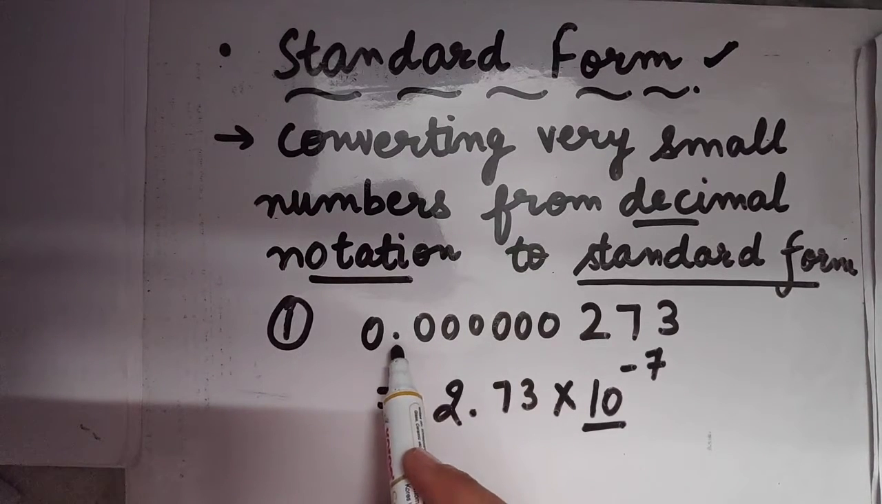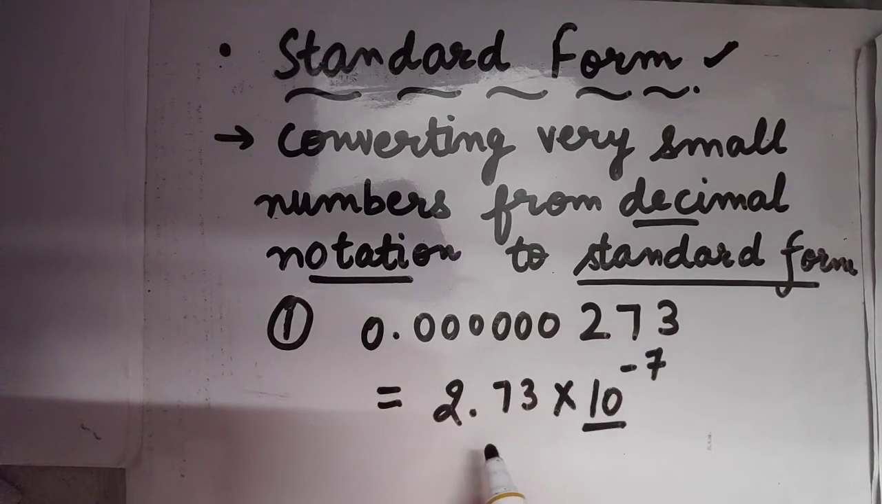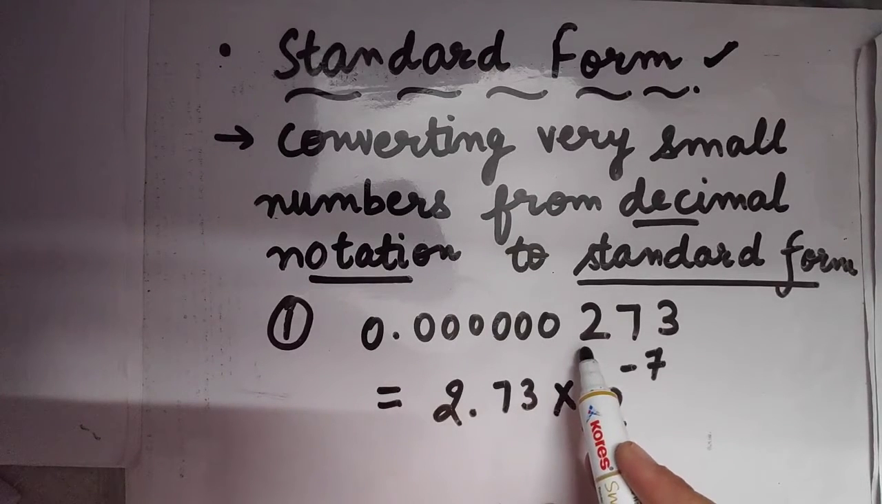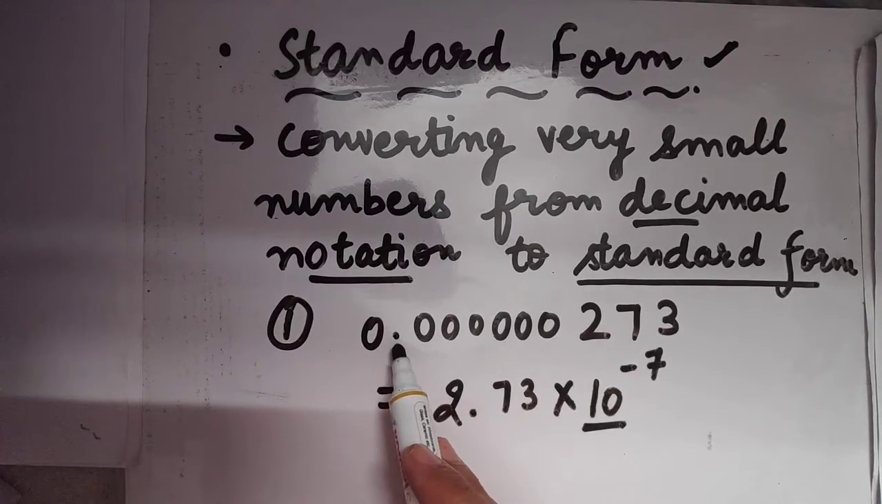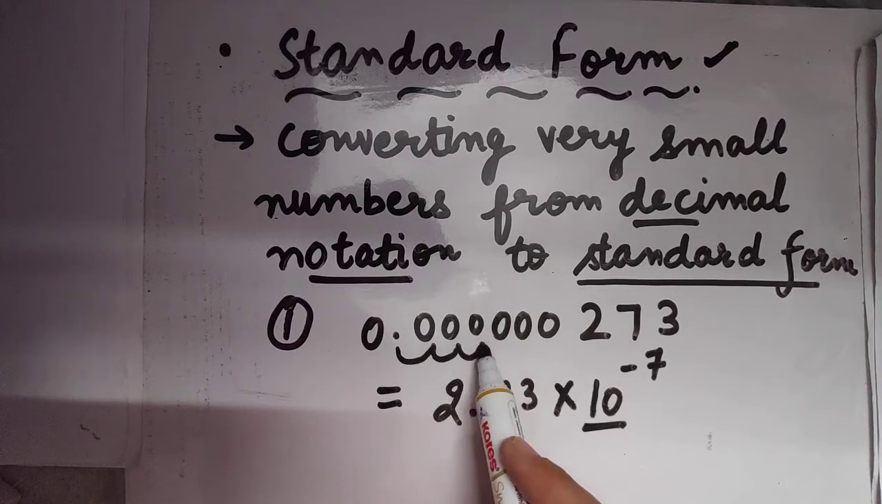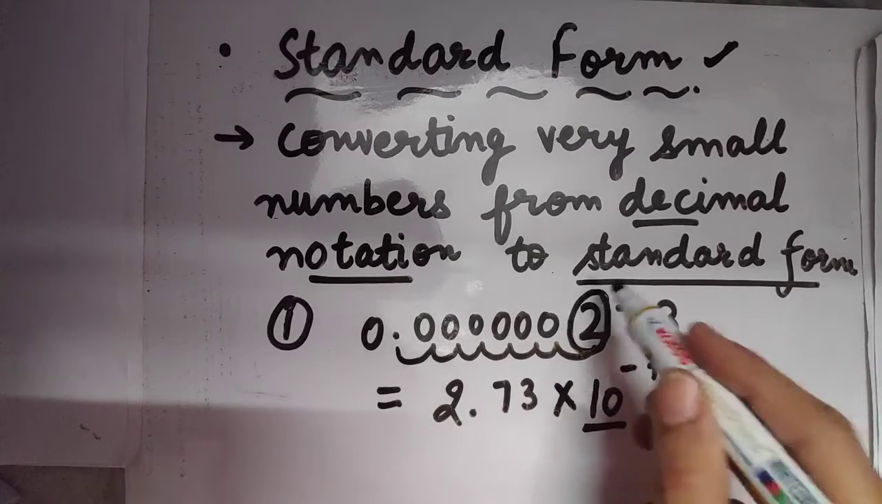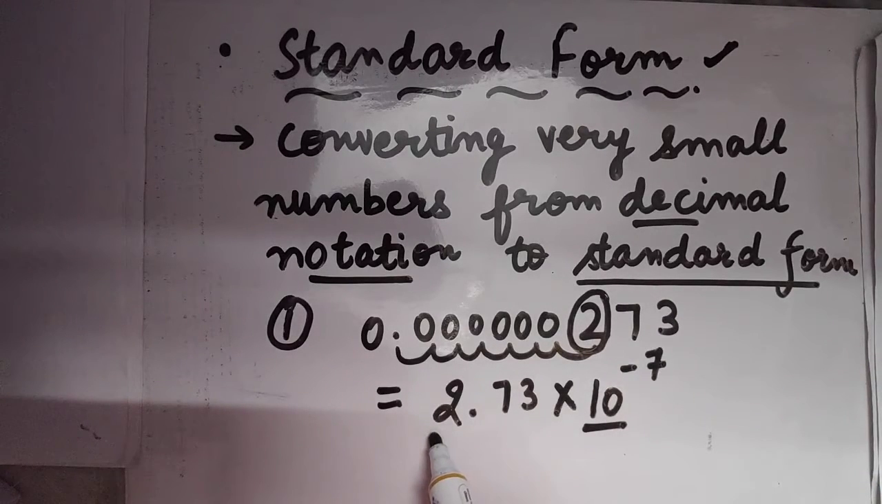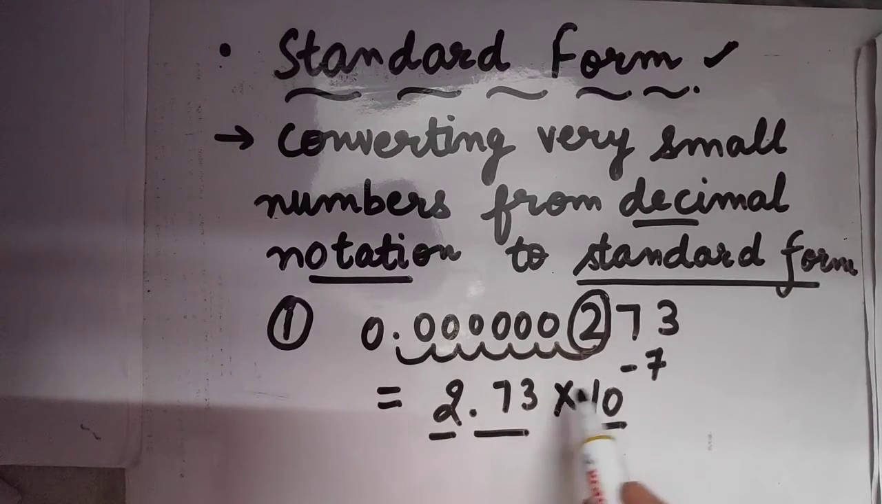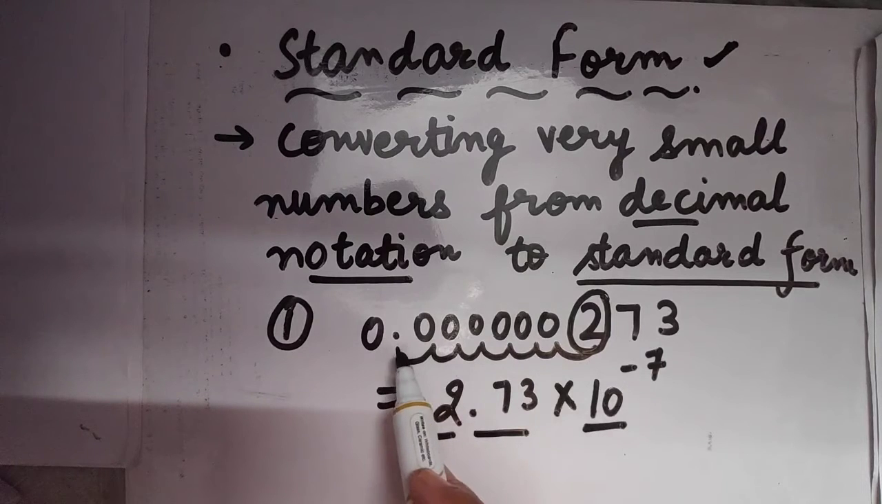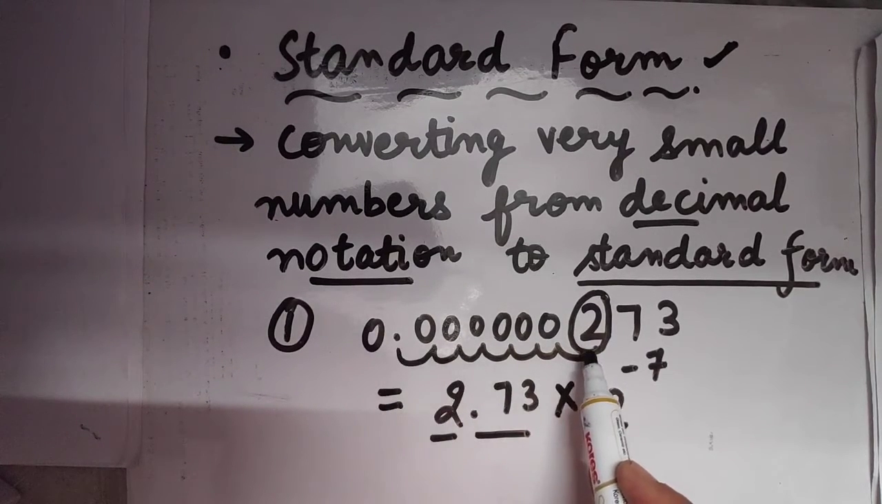I am repeating it. When you are supposed to move the decimal from left to right, you stop when you get the first digit. Like I have started moving the decimal from this point to this and then this. Likewise, I will keep on moving till I get this digit, that is 2, and I will place the decimal after this, that will be 2.73 into, and how many steps have I moved? 7. So it will be 10 raised to the power minus 7, as we are moving the decimal from left to right.